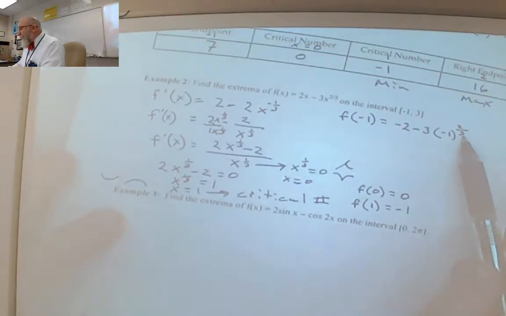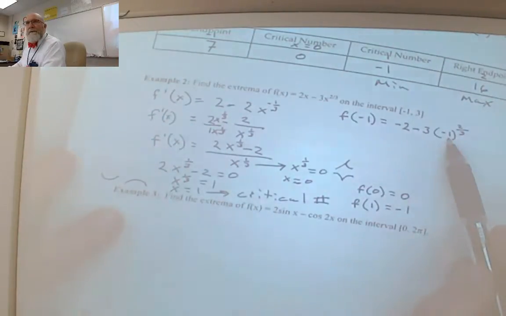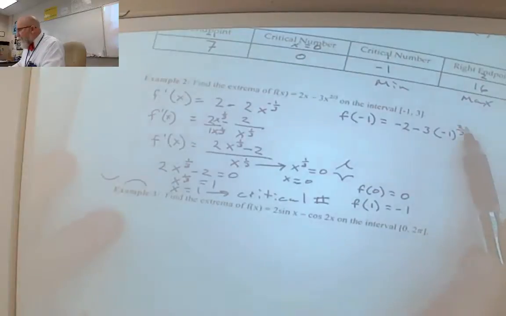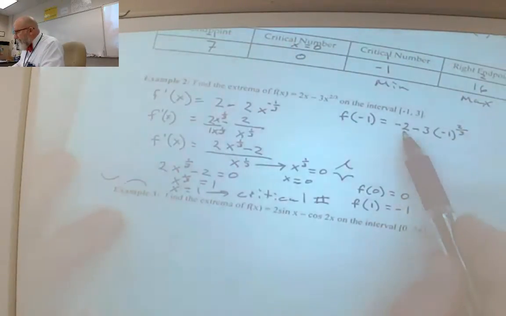Are you okay that the 3 means to take the cube root of -1 and that the 2 means to square that? So what's the cube root of -1? What number times itself 3 times gives you a negative 1? Negative 1. What do I get when I square a negative 1? 1. So what's -2 minus 3 times 1? A negative 5.